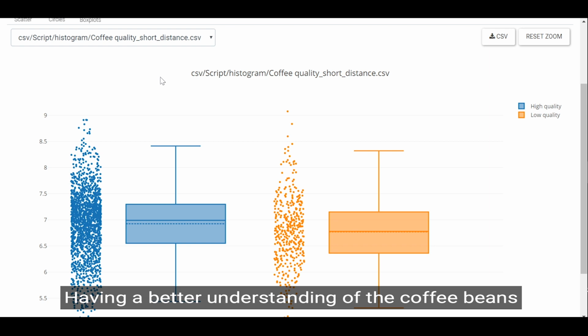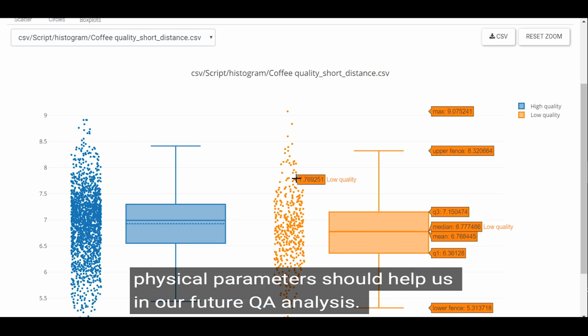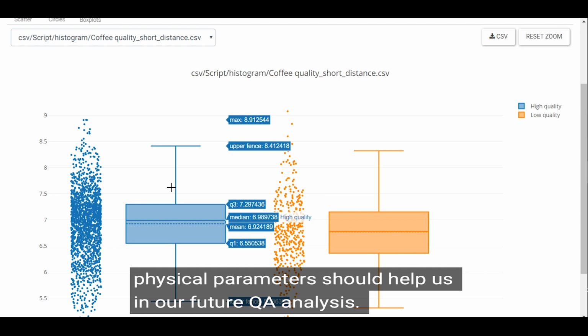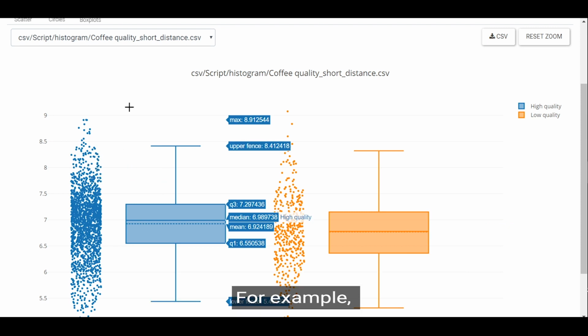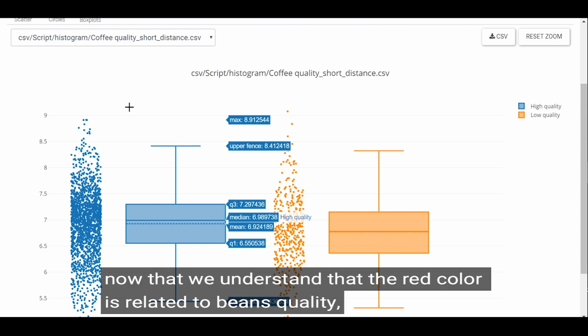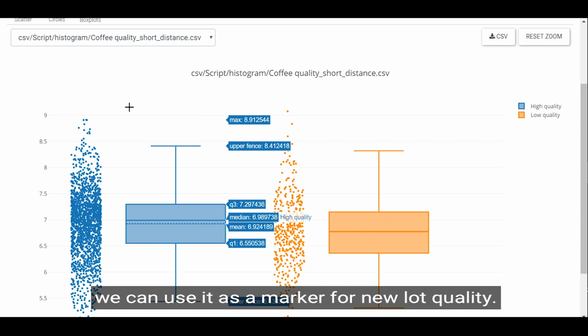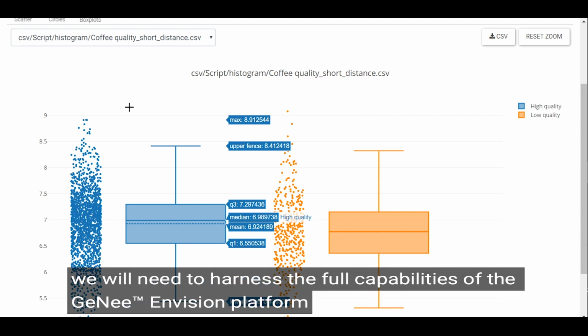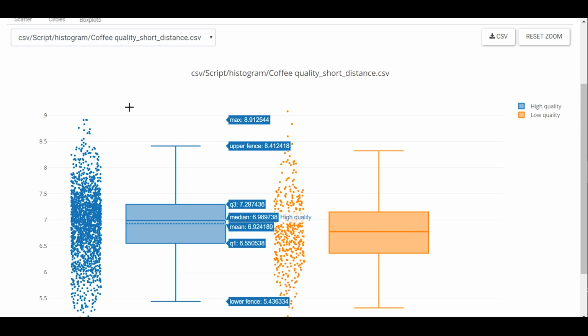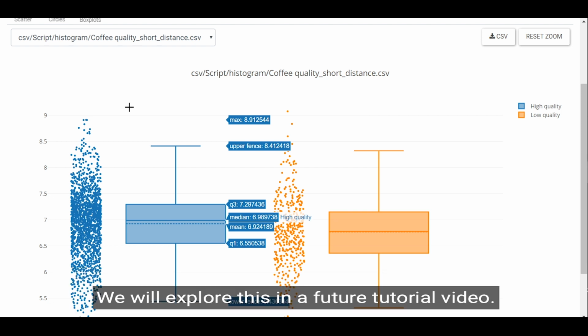Having a better understanding of the coffee beans' physical parameters should help us in our future QA analysis. For example, now that we understand that the red color is related to beans quality, we can use it as a marker for new lot quality. Of course, for even richer analysis and for sorting, we will need to harness the full capabilities of the GeNee Envision platform. We will explore this in a future tutorial video.